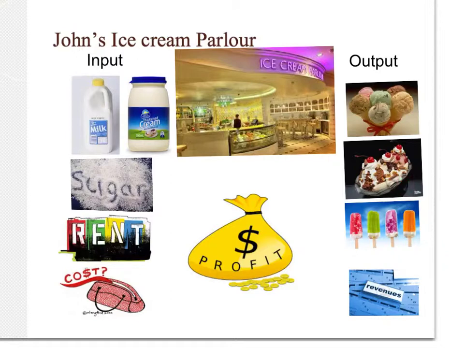The sale of output yields revenue. John gets to keep any revenue that is not needed to cover the cost, and that is called profit. Therefore, profit is total revenue minus total cost.